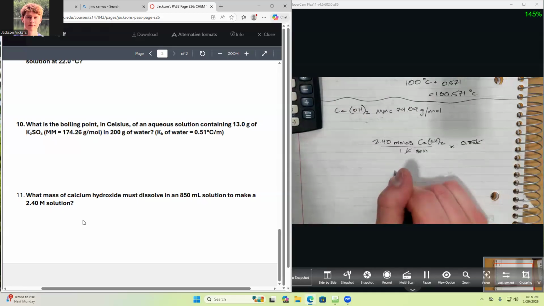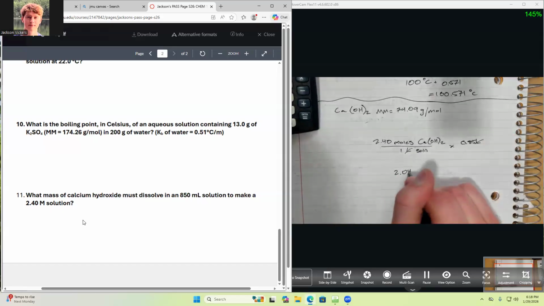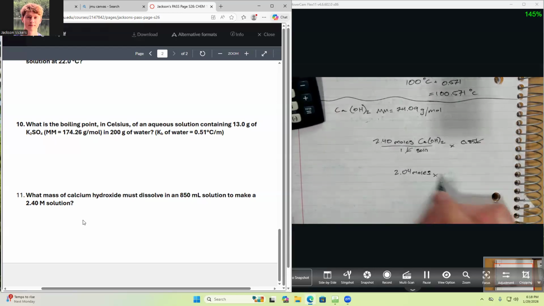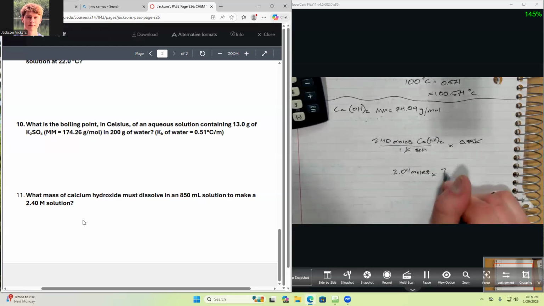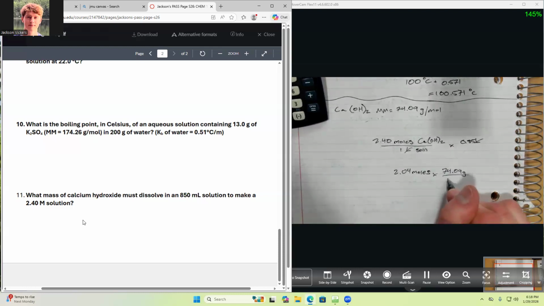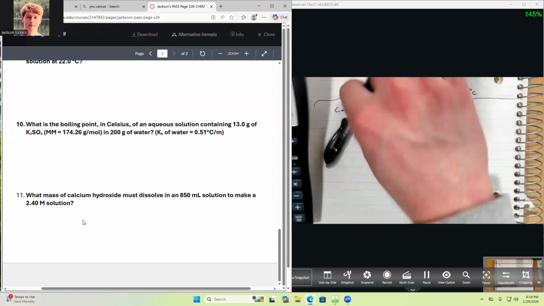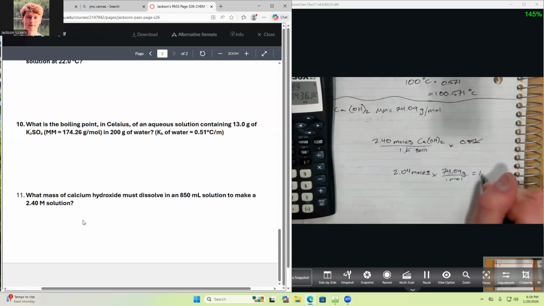So we have the moles once we have the volume that we really want. And then from there, all we're using is the molar mass to go from moles to a mass unit. And that's it.